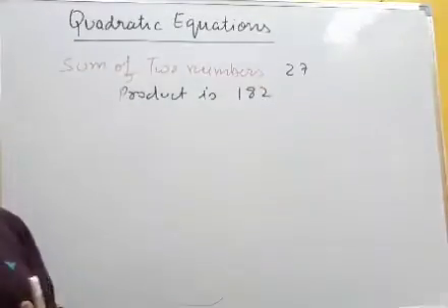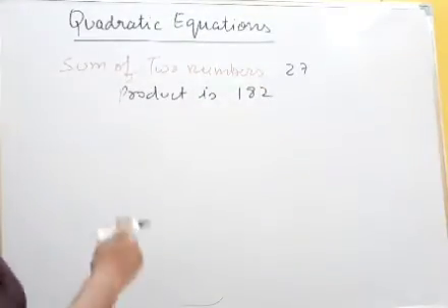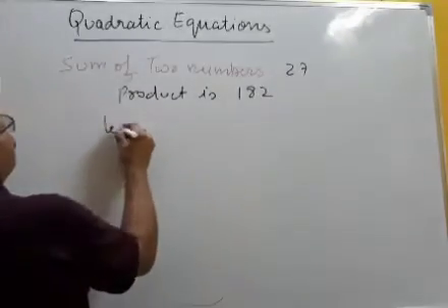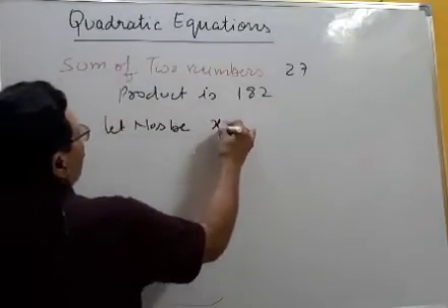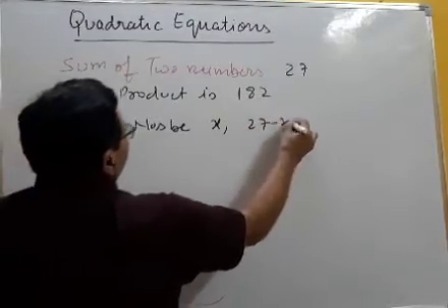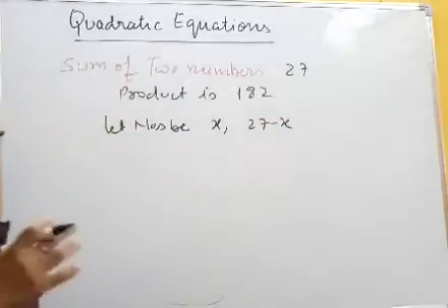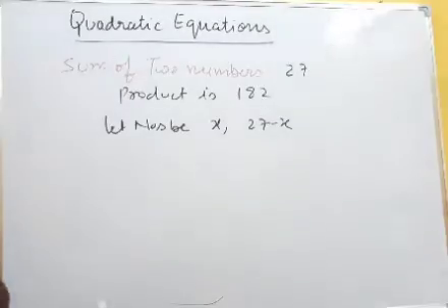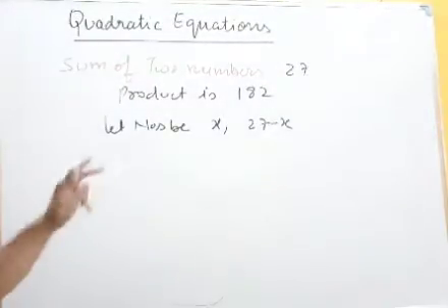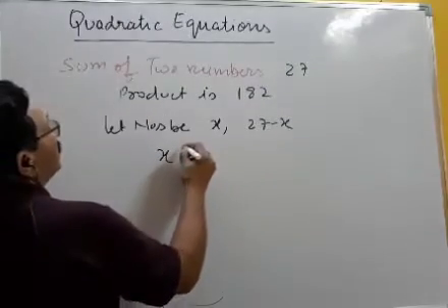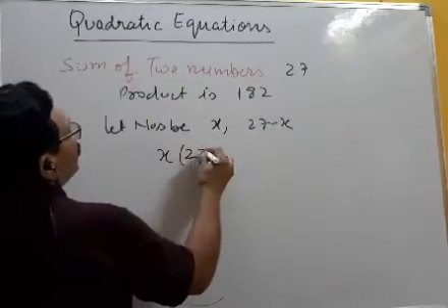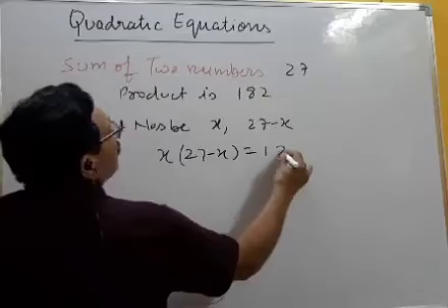So what will you do? Here I suppose let the numbers be x and 27 minus x. I will tell you the same thing with two variables also, but before that, what is the product? The product is given as 182. It means x times (27 minus x) equals 182.